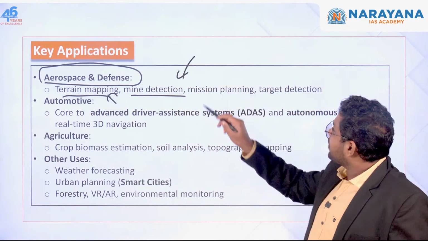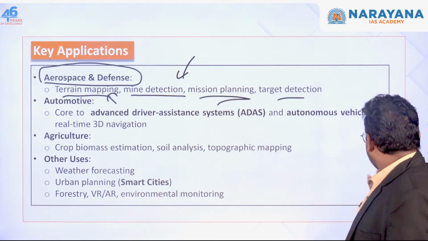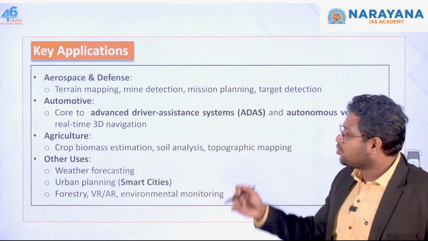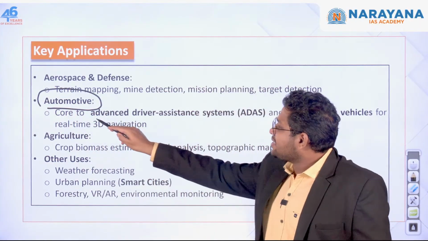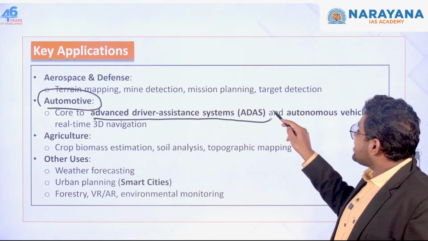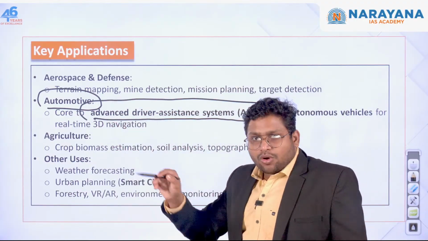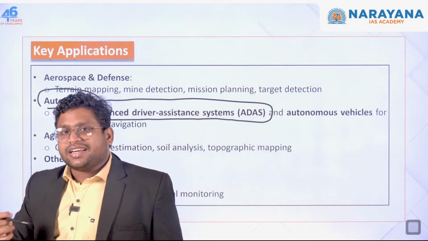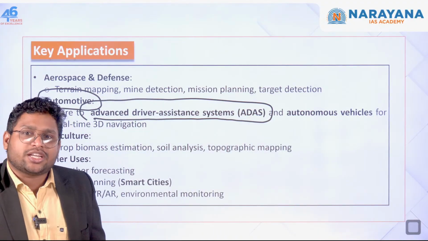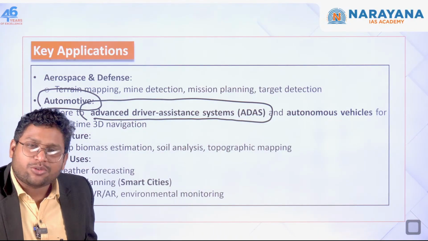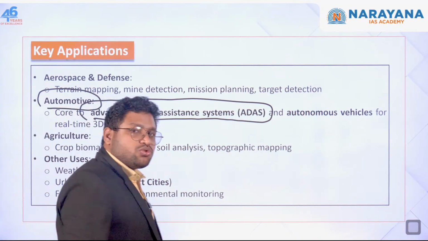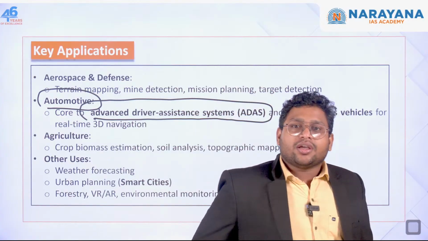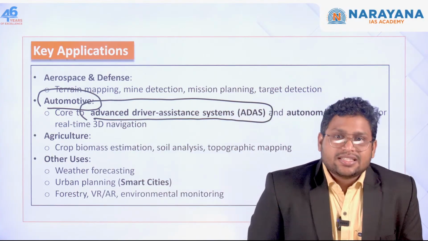Then in the automotive part, there is something called an advanced driver assistance system. When drivers are getting some kind of assistance through technology, they make use of different sensors. Here, when you make use of LIDAR technology, your vehicle will easily understand what's exactly there on the road, because the emitted light is getting reflected.